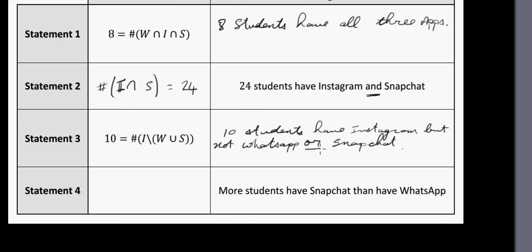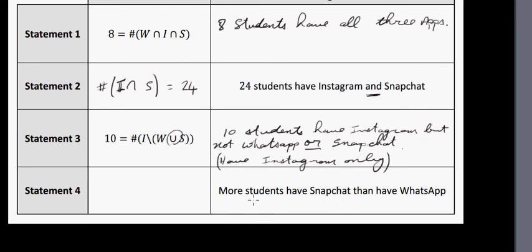Okay, so this word or here would be related to this U symbol here, and remember and here is related to this symbol here, intersection. Or the other way you could say this is 10 students have Instagram only. So 10 students have Instagram only.